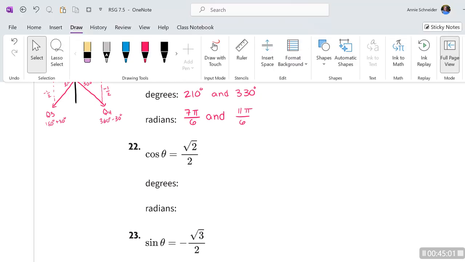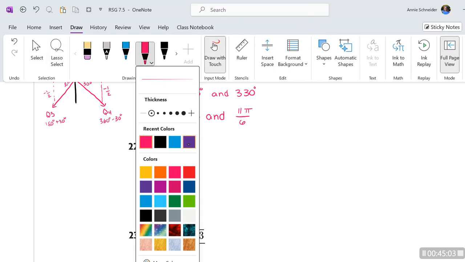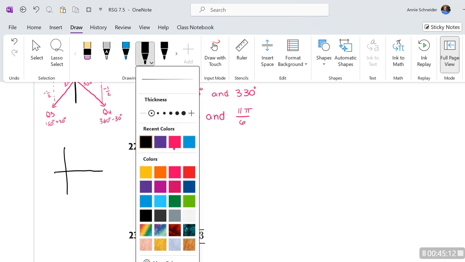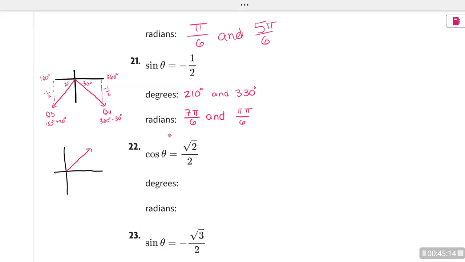Okay, so here we have a new special right triangle. We have cosine of positive square root 2 over 2. Cosine is positive in quadrant 1 and quadrant 4.